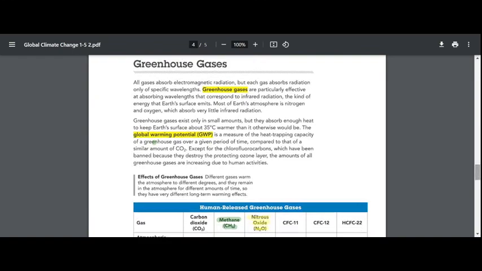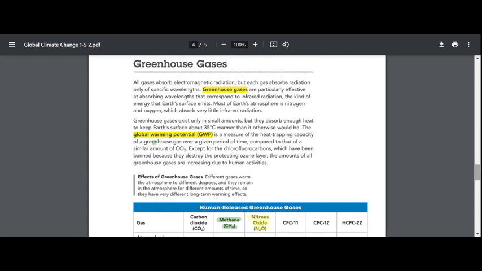All right, so what are greenhouse gases? All gases absorb electromagnetic radiation, but each gas absorbs radiation only of specific wavelengths. Greenhouse gases are particularly effective at absorbing wavelengths that correspond to infrared radiation, the kind of energy that Earth's surface emits. Most of Earth's atmosphere is nitrogen and oxygen, which absorb very little infrared radiation. Greenhouse gases exist only in small amounts, but they absorb enough heat to keep Earth's surface about 35 degrees Celsius warmer than it otherwise would be.